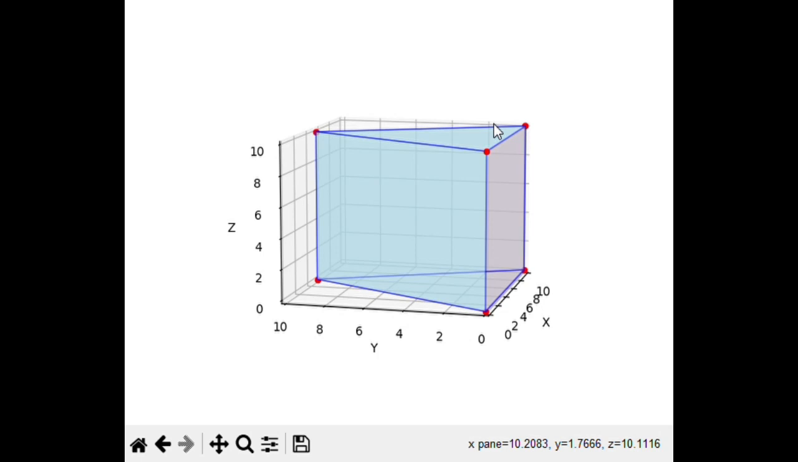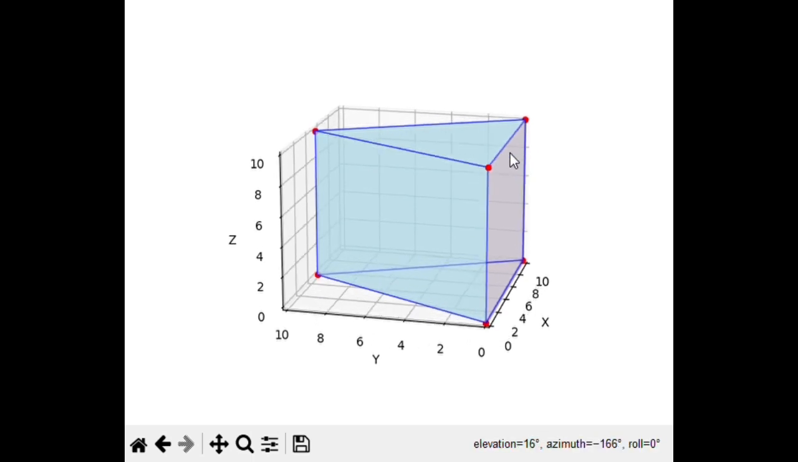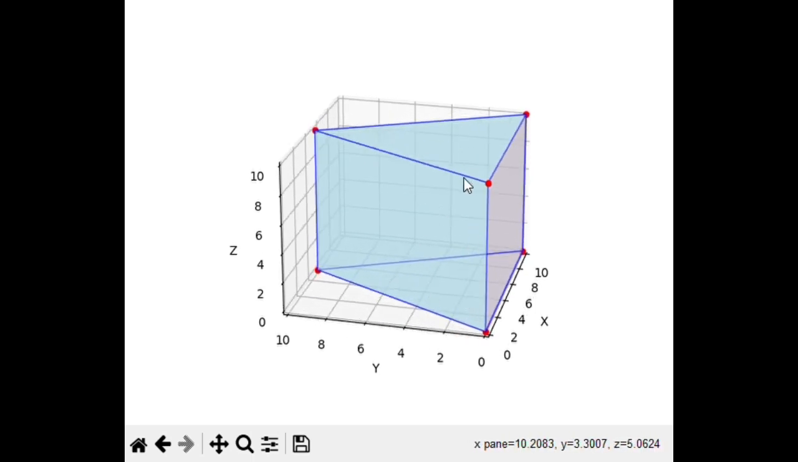Some of the characteristics are: the height of the prism is the distance between the two triangular bases. So basically what my mouse is pointing to here, this is the height. The edges connecting the triangular bases are lateral edges. The rectangular faces connecting the corresponding sides of the triangles are the lateral faces. The base edges are the edges of the triangular bases.